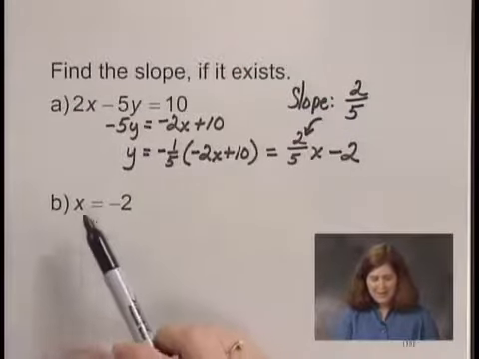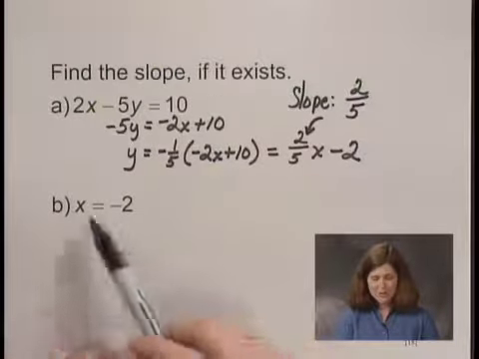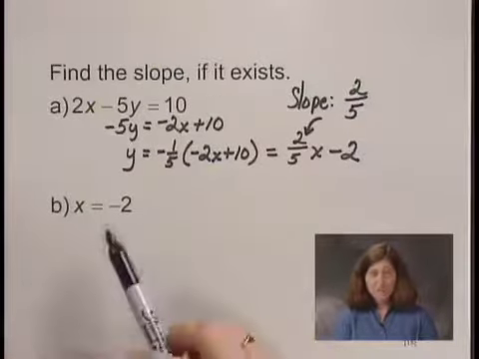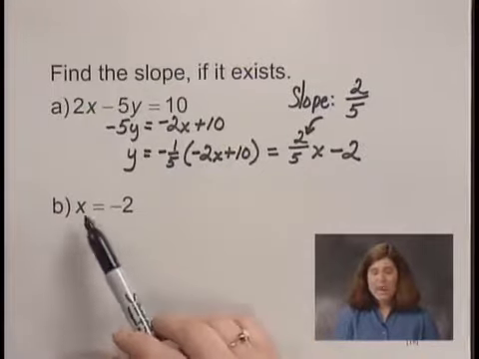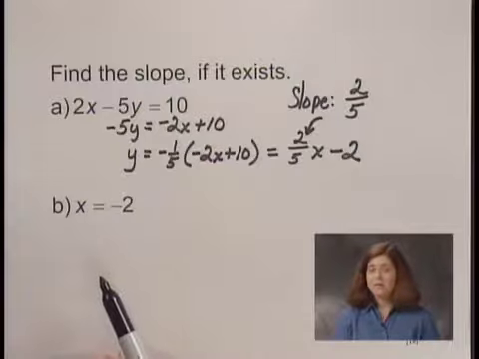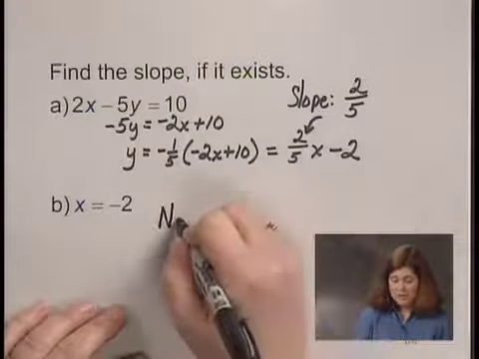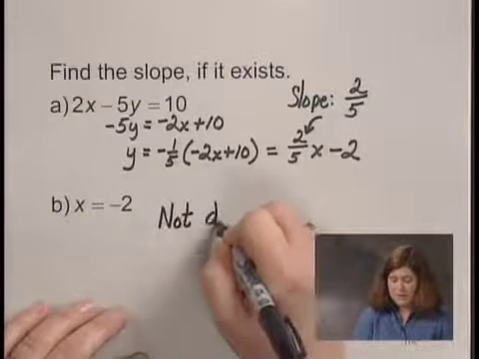Now, this line is a little different. We notice that we can't solve for y because there's no y term present. Also, if you remember, the graph of x equals negative 2 is a vertical line, and the slope does not exist. So, we say that the slope here is not defined.